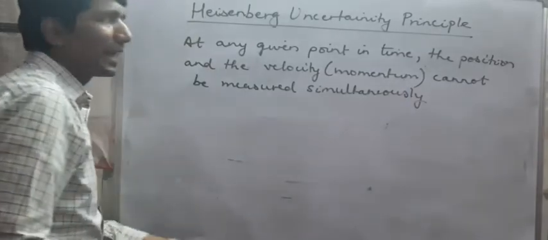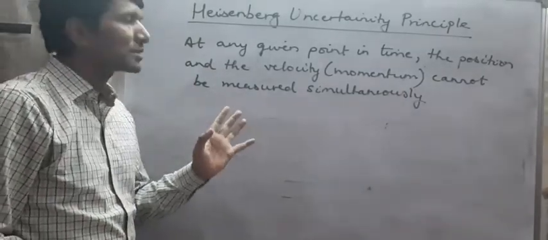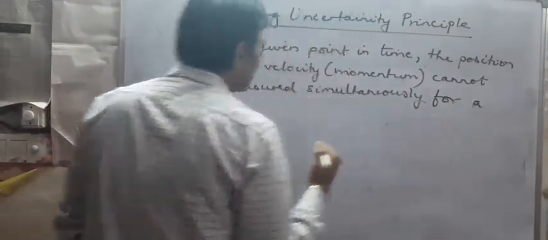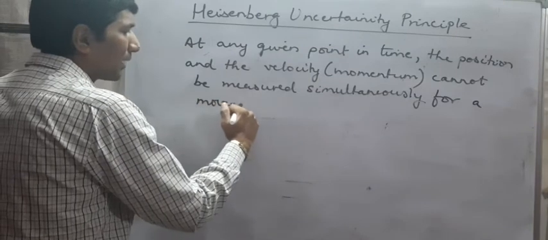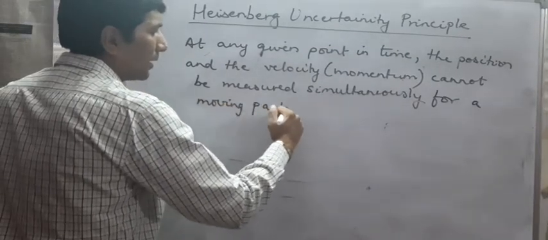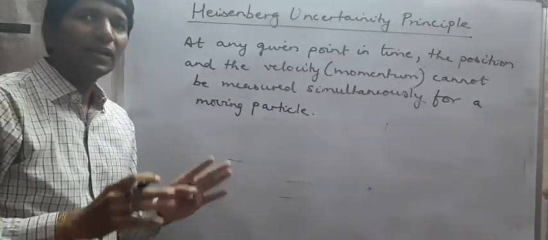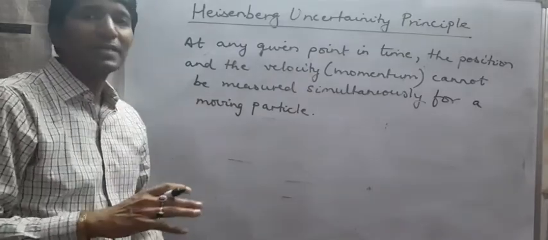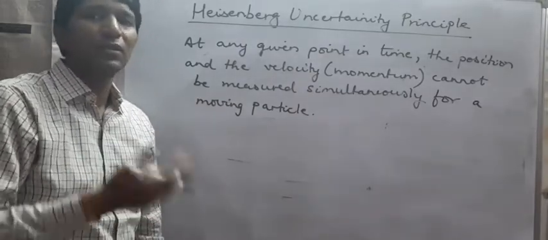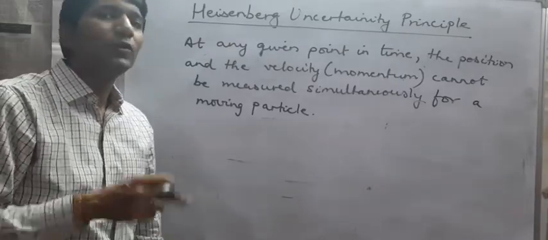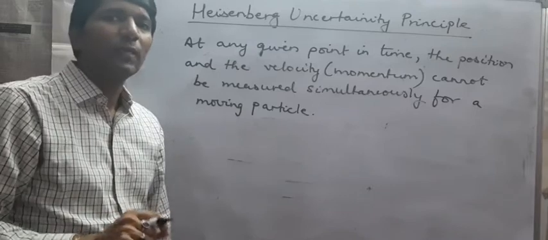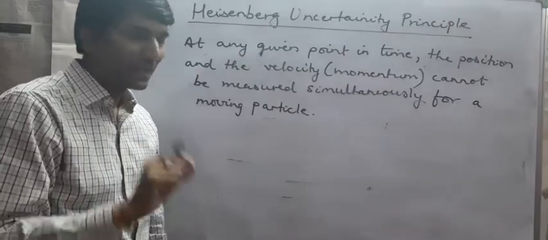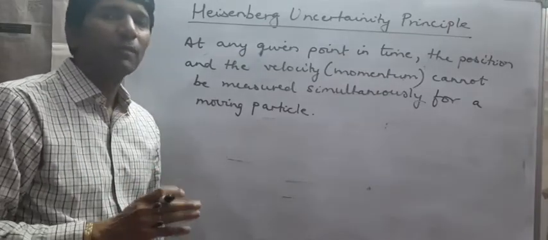So at any given point in time, the position and the velocity cannot be measured simultaneously for a moving particle. Any particle which is moving, for that we cannot calculate the position and velocity. Now typically, since this principle was executed for an electron, we will be talking about a circular path where we cannot measure the position and the velocity of that particular electron at any given point of time simultaneously. We can measure it separately, but we cannot measure it simultaneously.